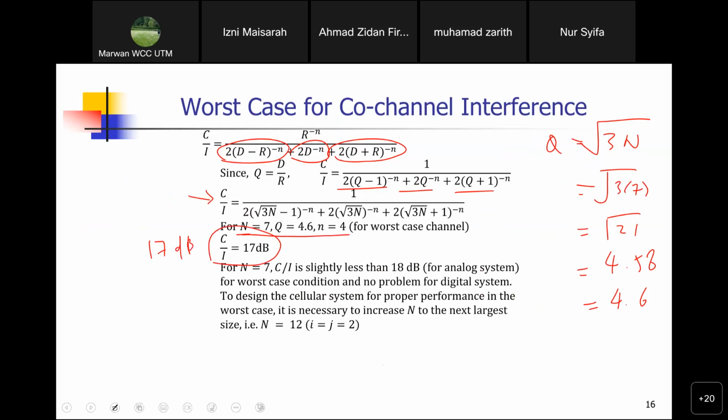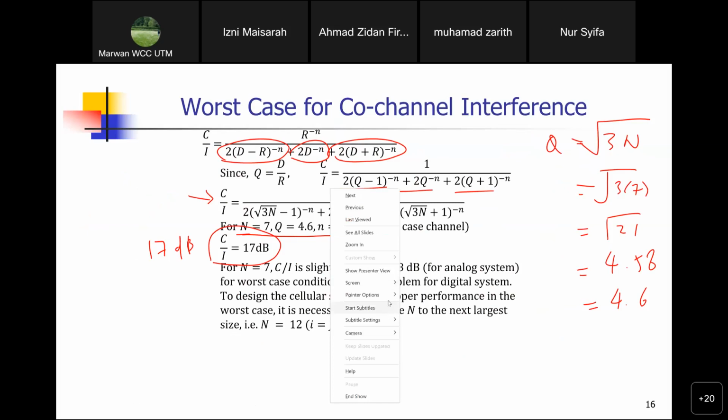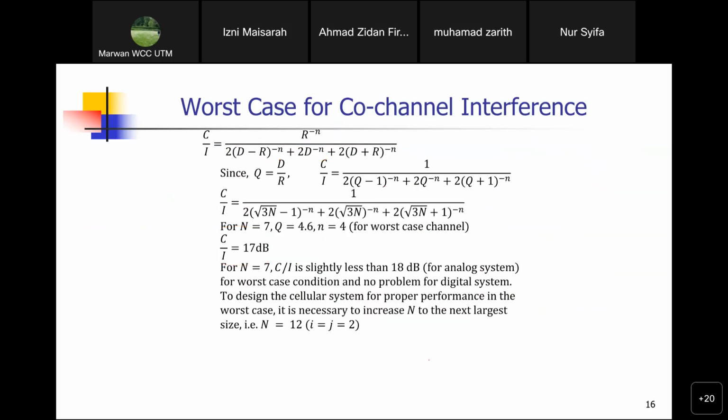So you can see here, 17 dB. If you consider the worst case scenario, you cannot use a 7 cluster for the analog system. For 1G, you cannot use a 7 cluster. You have to use a bigger one, but you can use it for digital, which is GSM. GSM only needs 11. So I will give about 2 minutes. Can you please compute that 17 dB? Please make sure that everyone can get this value.